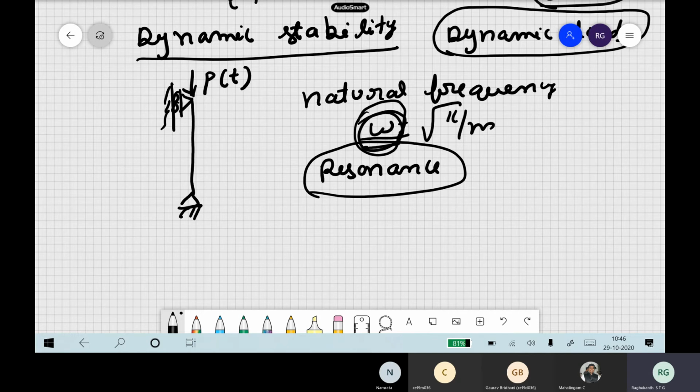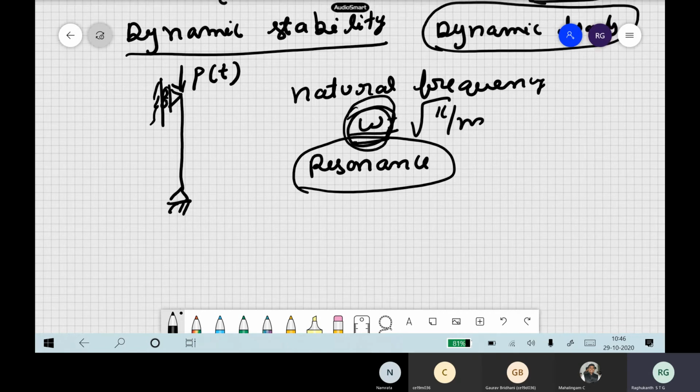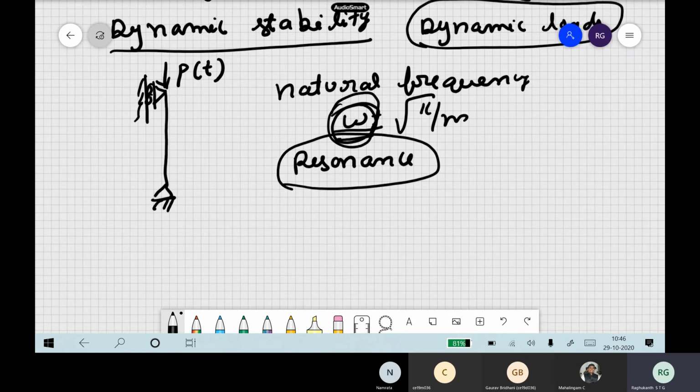What do you mean by static? When we said static stability, how many loads are possible? In the static case, what were the buckling loads? How did we get the buckling load? We solved the eigenvalue problem, sine kx equal to 0, and then how many buckling loads were there?